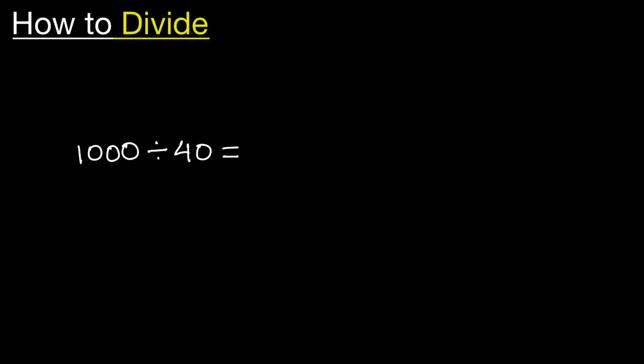In this video, let's learn how to divide the number 1000 by 40 using the long division method. See that 1 is less than 40, 10 is also less than 40. That is why we will consider the number 100. We know that 40 times 2 is 80.